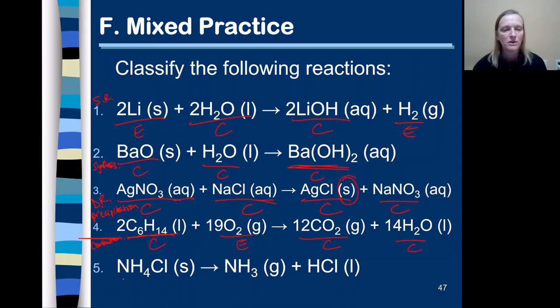The last example here, I have a compound becoming a compound and a compound. Once again, this is not an example I would ask you to predict products for in Chem 1. But because I started with one reactant and formed two or more products, this is a decomposition reaction. So the key is the number of reactants for a decomposition reaction.